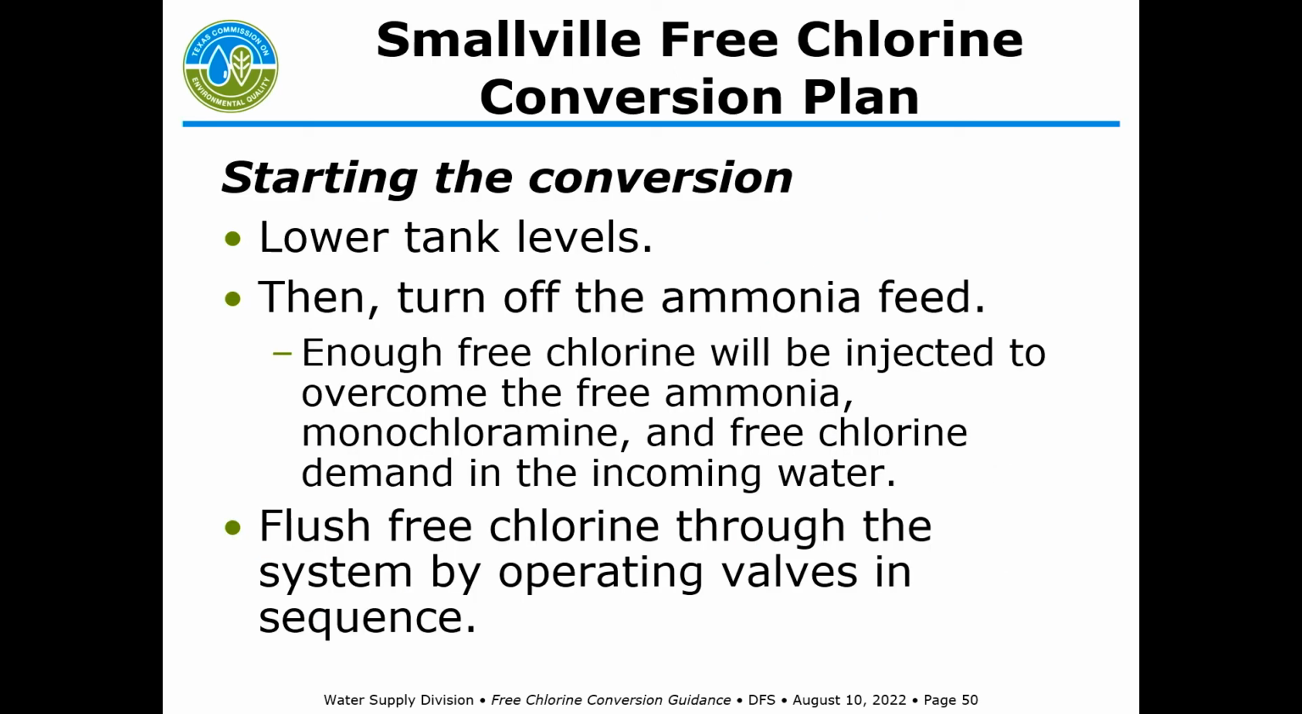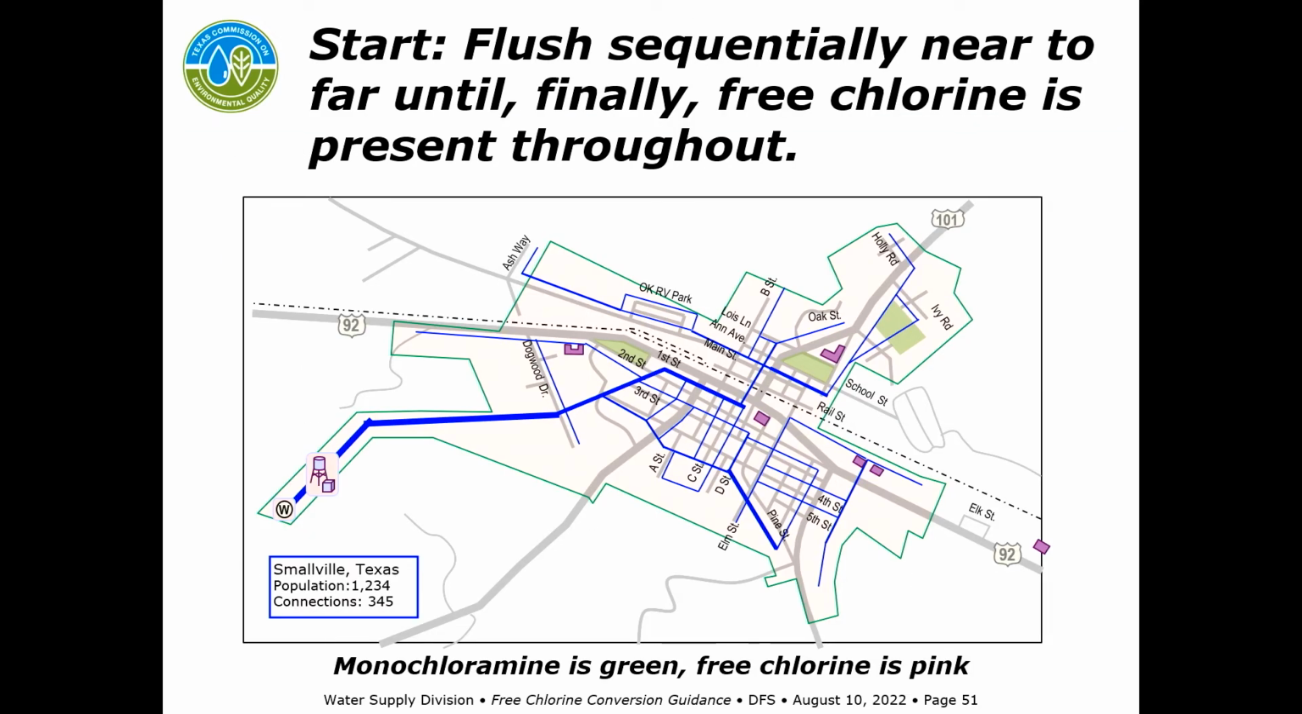So as you're starting the conversion, that's when you want to lower your tank levels. You're going to turn off the ammonia feed, if you haven't that ability, and then inject enough free chlorine to overcome whatever free ammonia, monochloramine, and free chlorine demands are in the incoming water. And then, of course, you begin to flush that chlorine through the system by operating valves in the sequence that you determined earlier. Got a little diagram here, or little animation, to show this. So you flush sequentially near to far until the free chlorine is present.